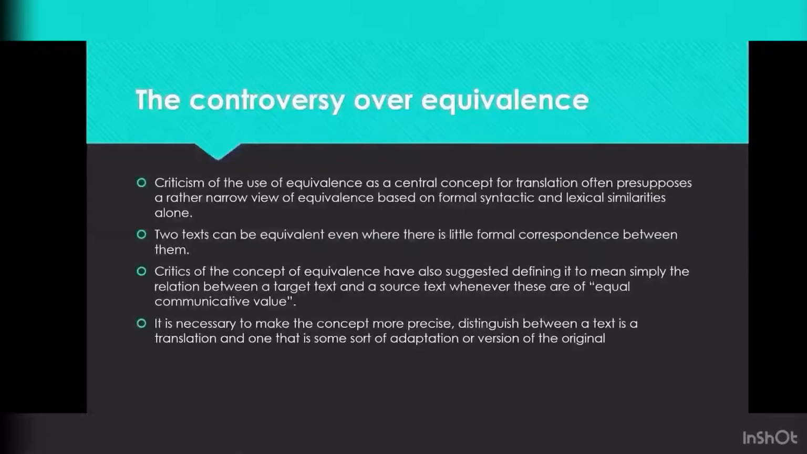Critics of the concept of equivalence have also suggested defining it to mean simply the relation between a target text and source text whenever these are of equal communicative value. It is necessary to make the concept more precise, to distinguish between a text that is a translation and one that is some sort of adapted version of the original.